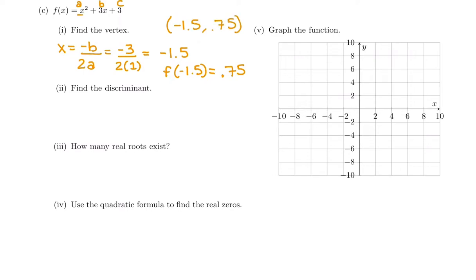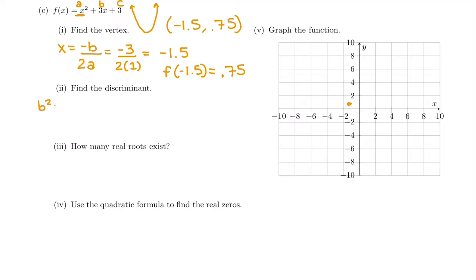Now let's think about this value for a. A is 1, so it's a positive a. So this vertex is on a U-shaped parabola. It's opening up. So we can plot this on here. We have negative 1.5, positive 0.75. And we're going to have a U shape. So do you think we're going to have any x-intercepts? No. But we're going to find the discriminant to see if that's true.